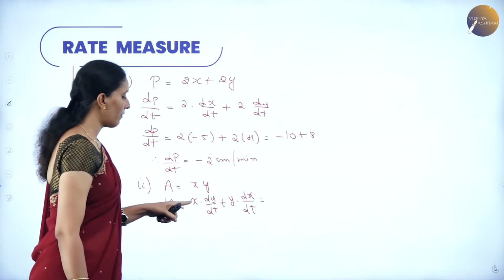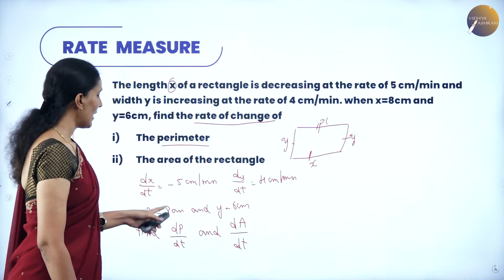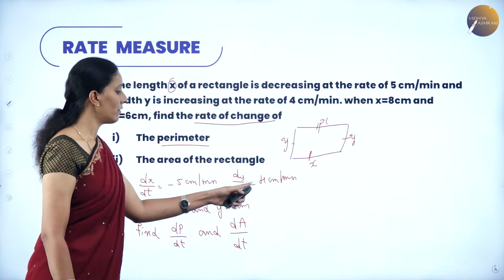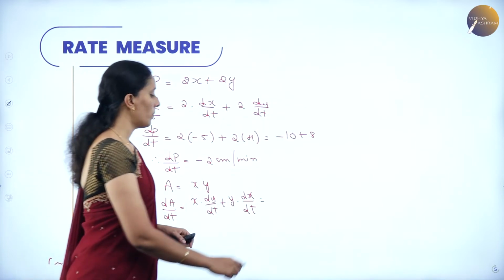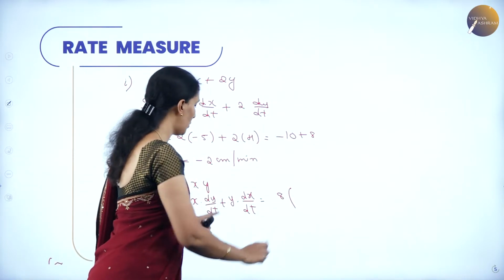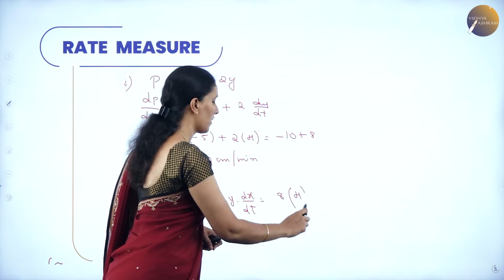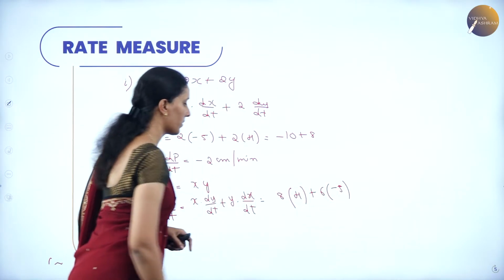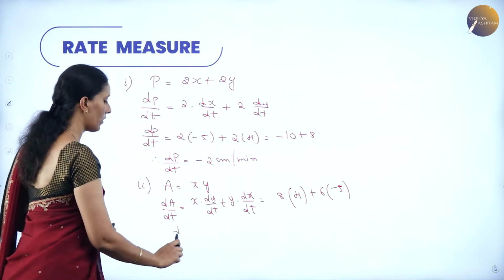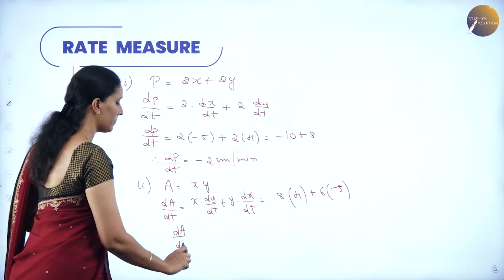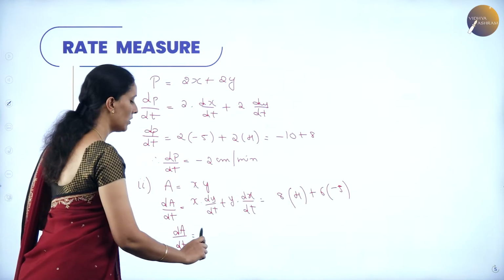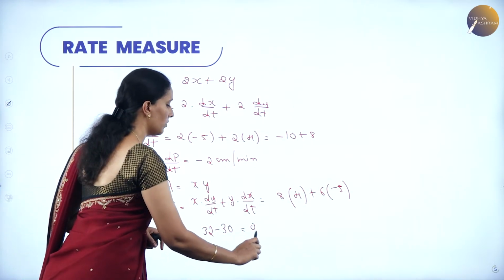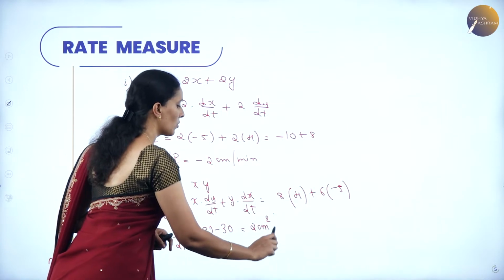Now let us apply the values. So what is x? x is 8, y is 6, dx by dt is minus 5, dy by dt is 4. So we will apply 8 into 4 plus 6 into minus 5. So when you apply this, you get dA by dt is equal to 32 minus 30, which is equal to 2 centimeter square per minute.